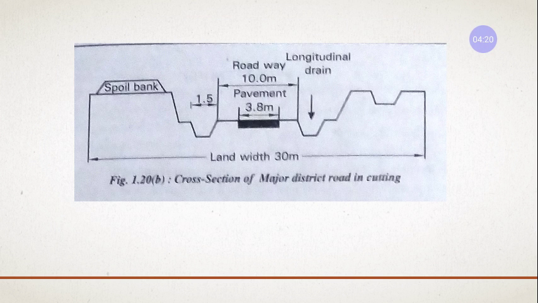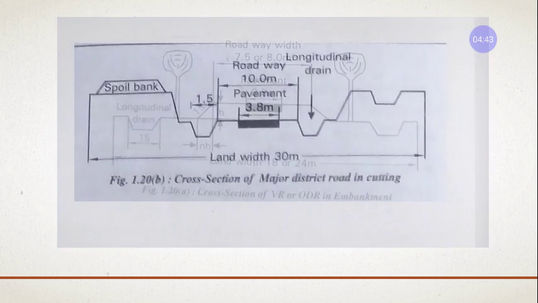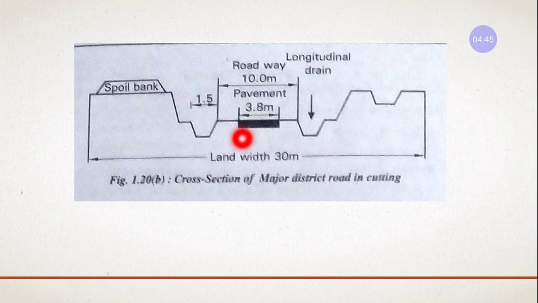Next, this type of typical road section is provided on the major district roads. In the districts, the major or important roads are called major district roads. So in this type of road, you have some different variation here. And this whole pavement or the road is in cutting. You can see here it is in the cutting.